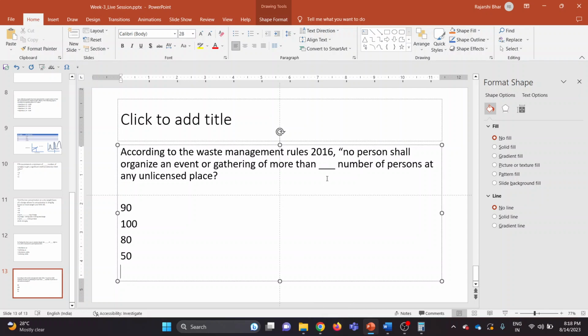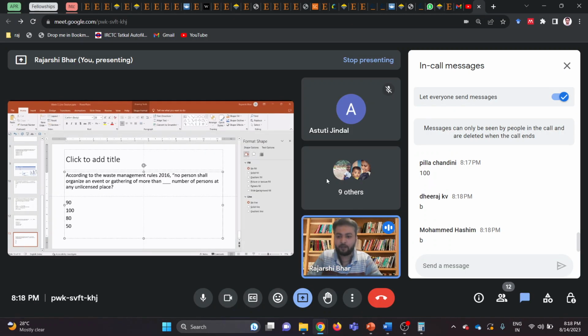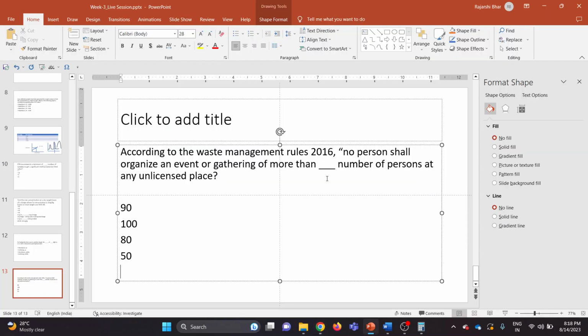Okay, fine. So this value should be 100. No person shall organize an event or gathering of more than 100 persons at any unlicensed place.